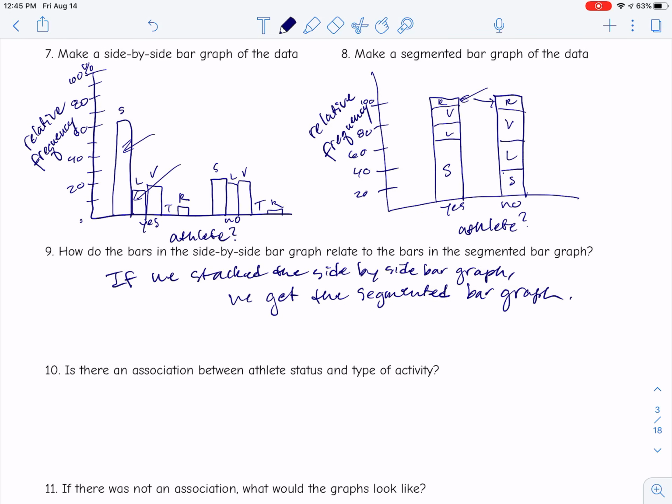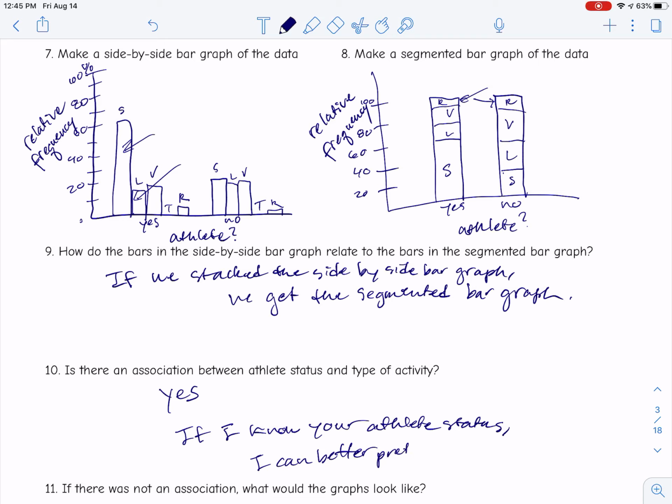Is there an association between athlete status and type of activity? What do we think? I would think yes, based off what I'm seeing. In other words, if I know your athlete status, I can better predict favorite activity. Okay, here's some new vocab.